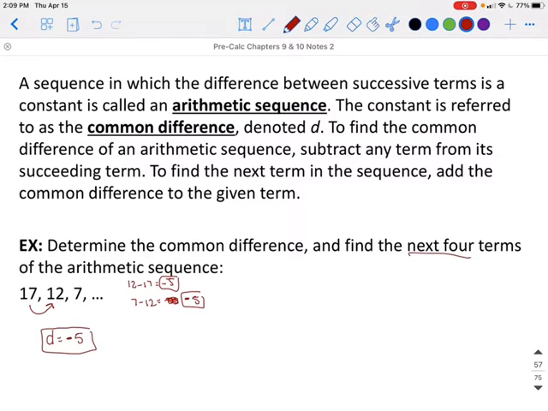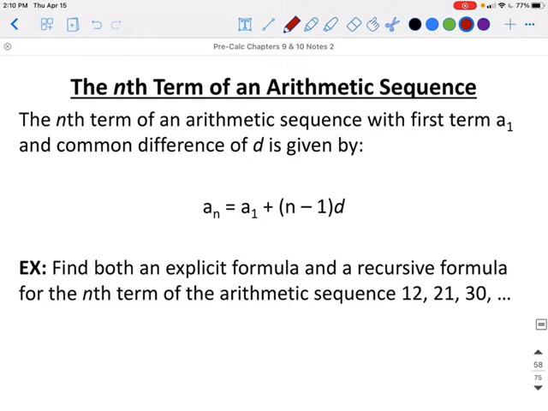And now we need to find the next four terms. So if we have 7 plus a negative 5, that's going to give us 2. 2 plus negative 5 gives us a negative 3. Negative 3 plus negative 5 gives us a negative 8. And negative 8 plus negative 5 gives us a negative 13 as the next four terms in our arithmetic sequence.